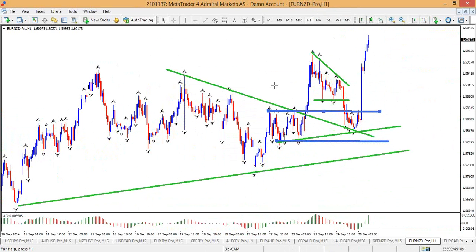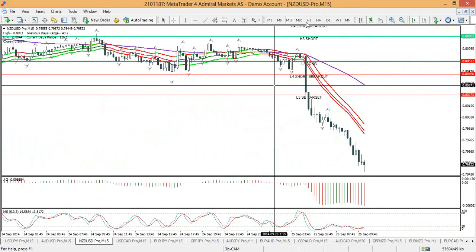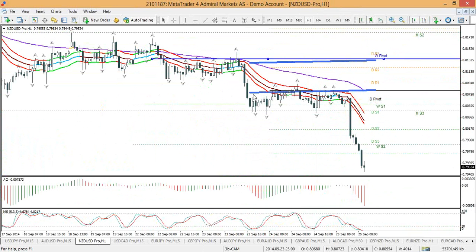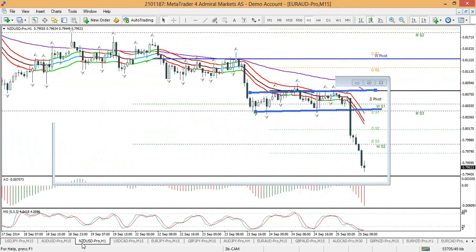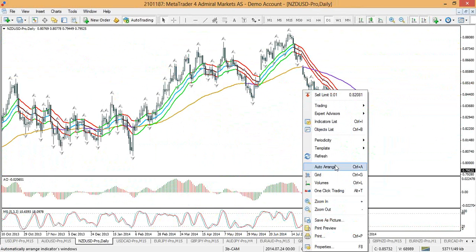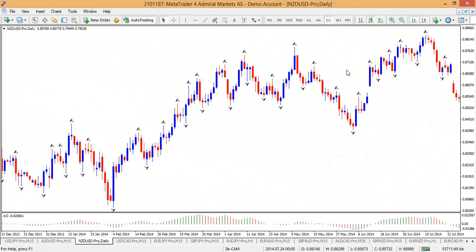Kiwi, same thing. Did technically, in my opinion at least, look like a bear flag. Oh, sorry about that. And it is already in a massive downtrend, obviously, and a lot of momentum. So that's one of those things here too.